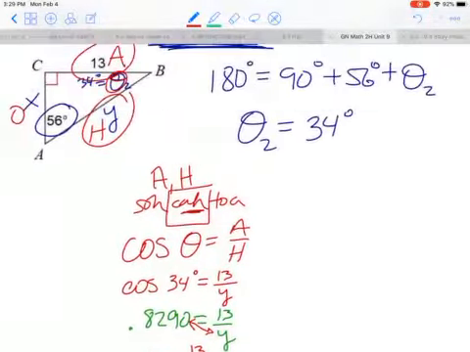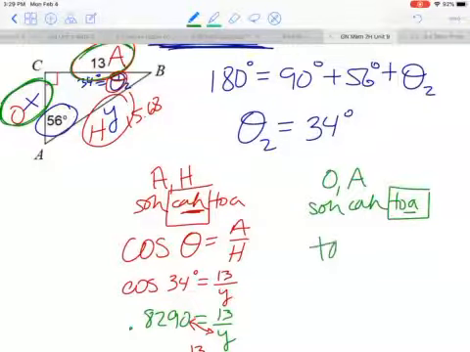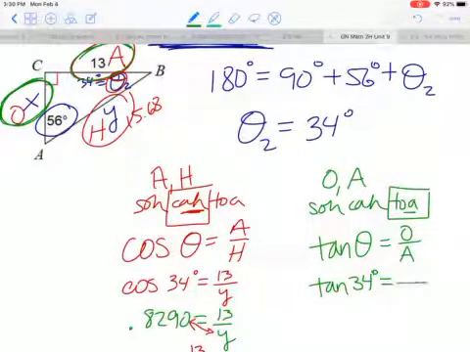So that's most of our pieces. So I'm going to write that in, 15.68. So all we have left is this guy, x. So if we do the 13 and the x, so we have O and A, SOHCAHTOA, that's this guy. So that stands for tangent. So our tangent is still from the 34 degrees. O is x, A is 13. So go ahead and get a decimal for that tangent.